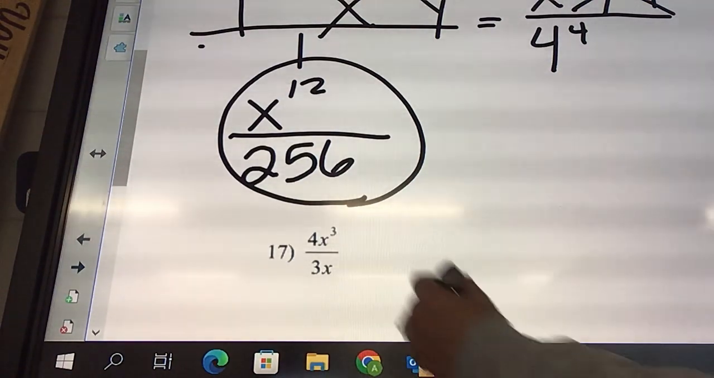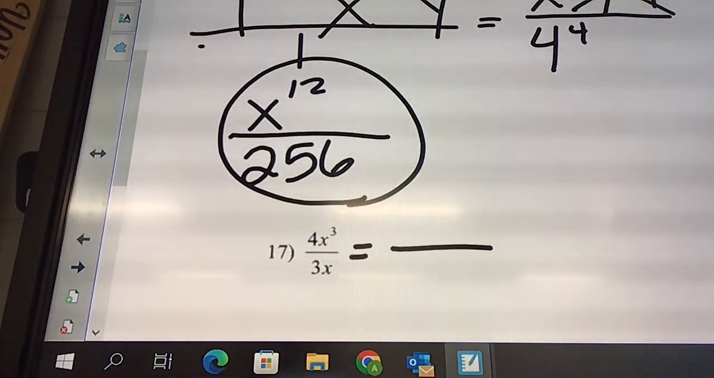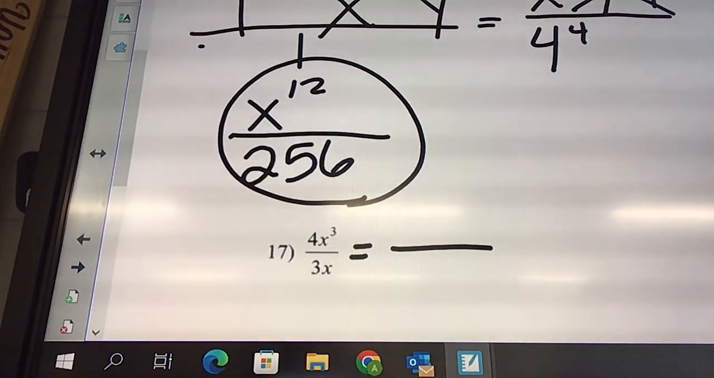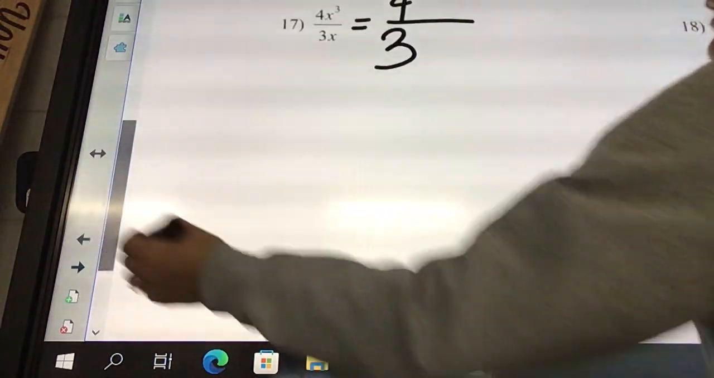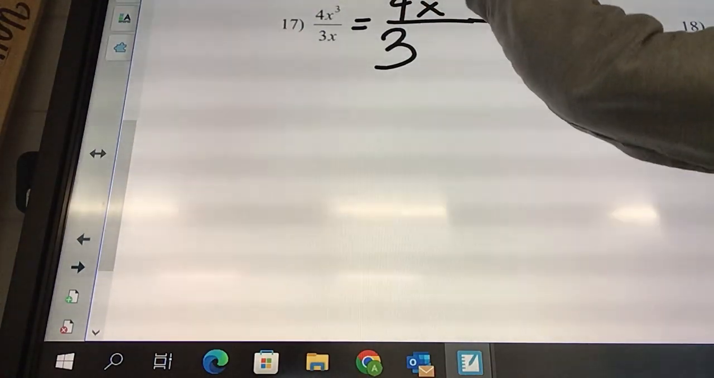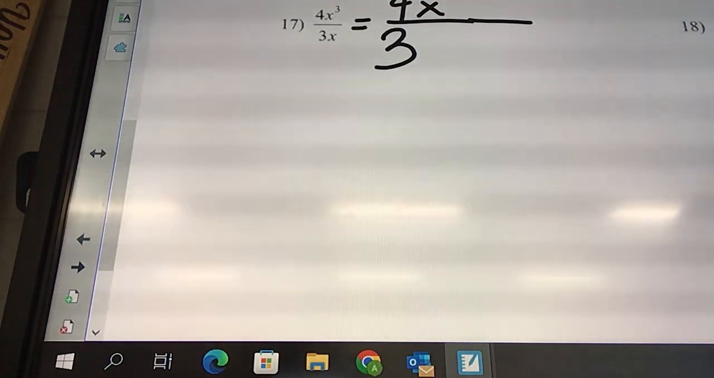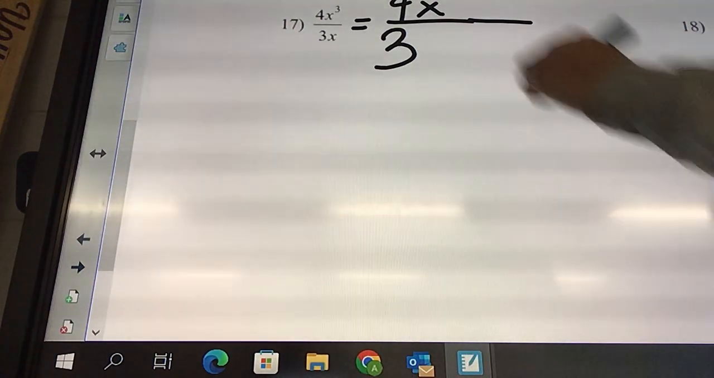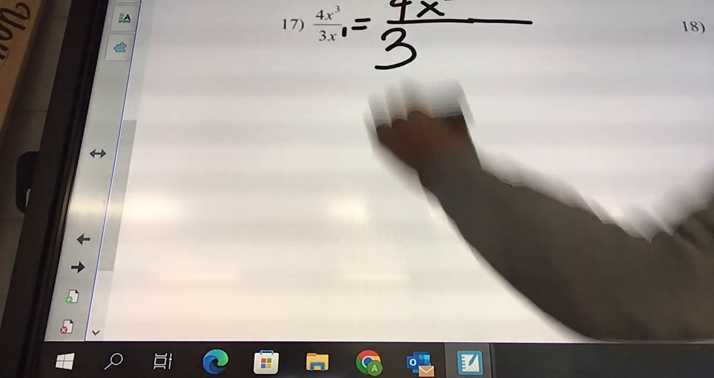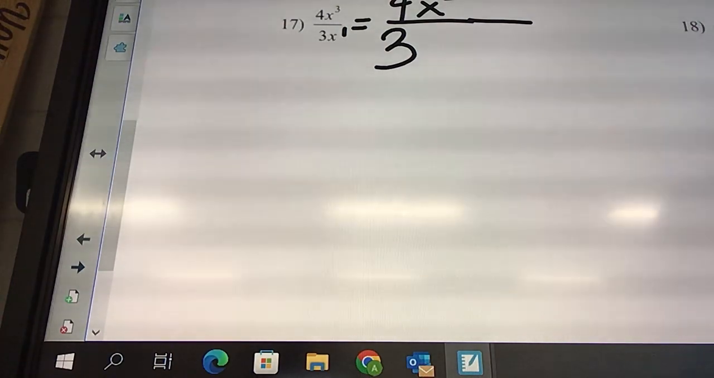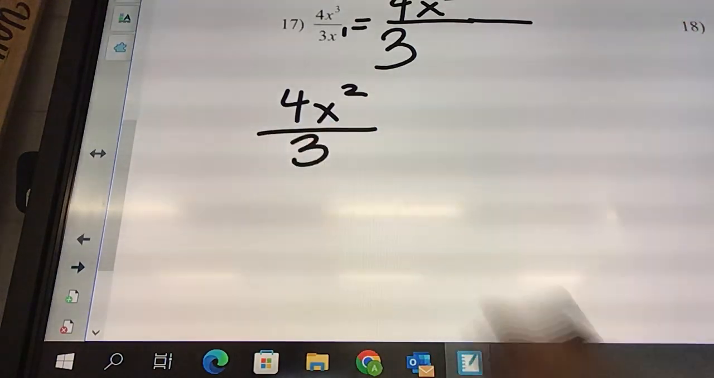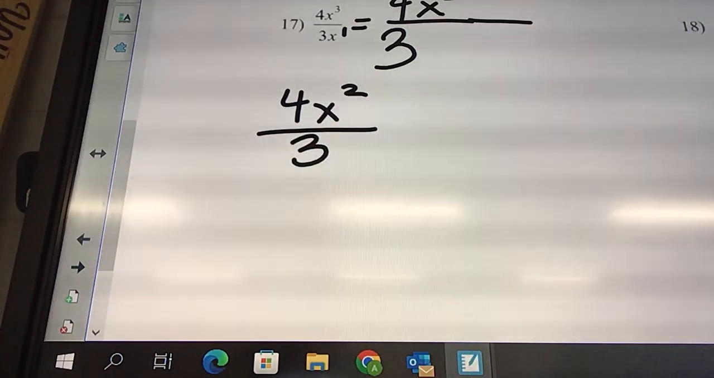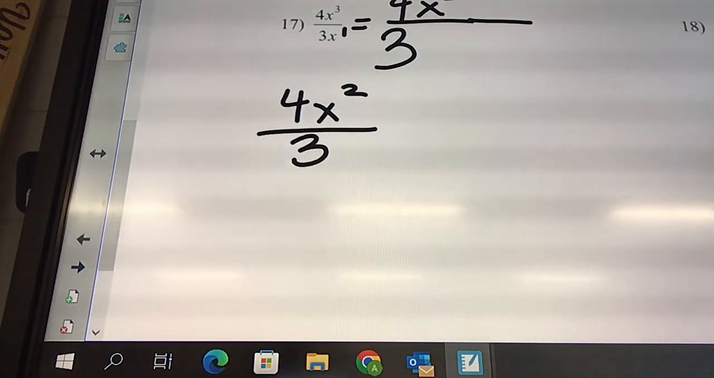Okay, 17 moves on to the division property. Okay, our first step is to reduce that fraction. What does 4 over 3 reduce to? Okay, it's still going to be 4 over 3. Then we say x to the what minus what? 3 minus 1. Okay, there's a 3 on top and a 1 on the bottom. Okay, well, what is 3 minus 1? 2. So you got 4x to the 2 over 3. Okay, is there any negatives? No. So then this problem is complete.